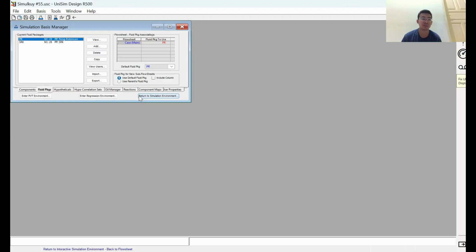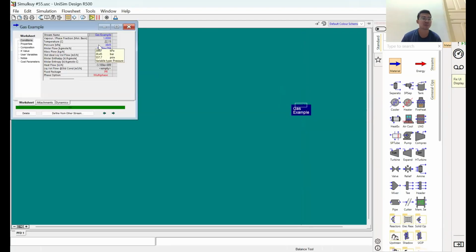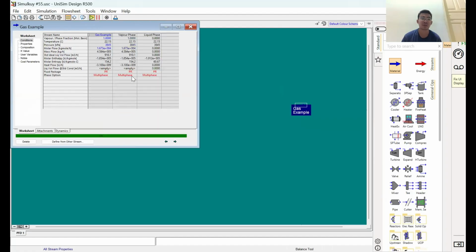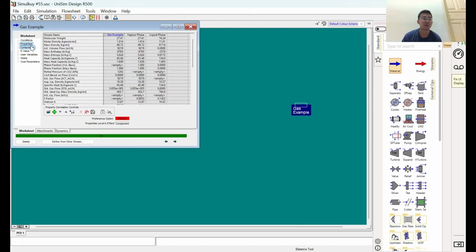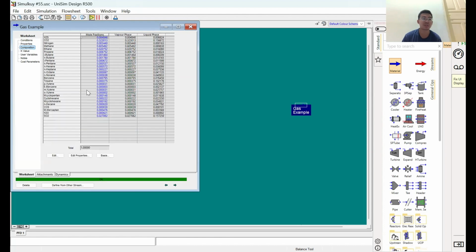For the fluid package, I will use two fluid packages here, PR and also SRK. Okay, so let's go to the simulation environment, and I already prepared one natural gas stream. This is a gas sample. The gas is in saturated condition at around 38 bar. The composition is as shown here; you could also take a screenshot if you want to follow exactly the same as me, but anyway, you can use any composition that you want.